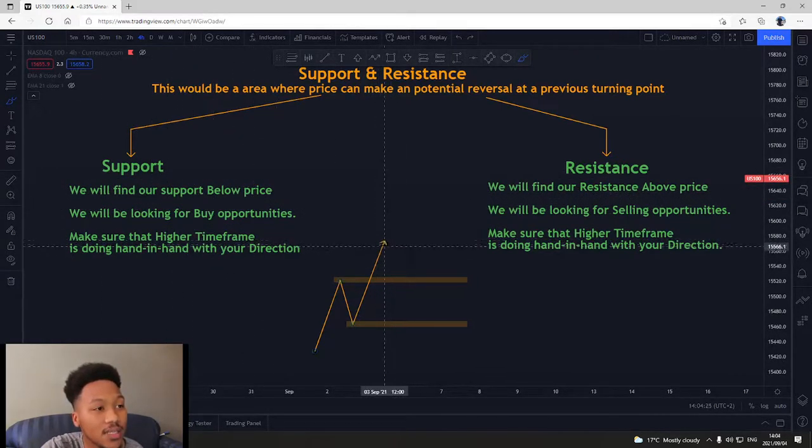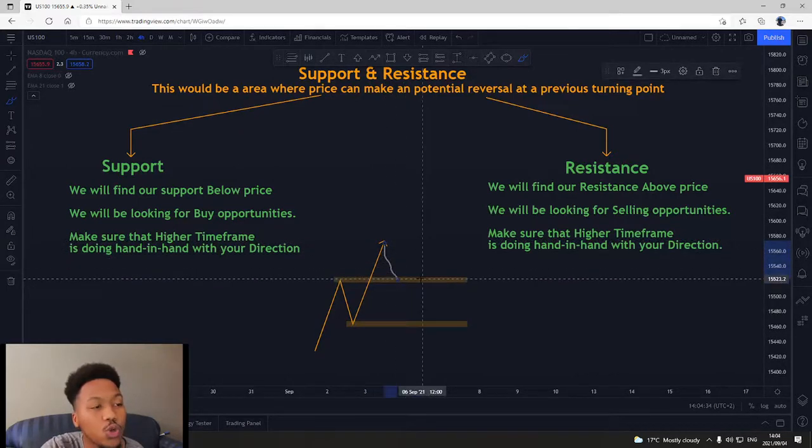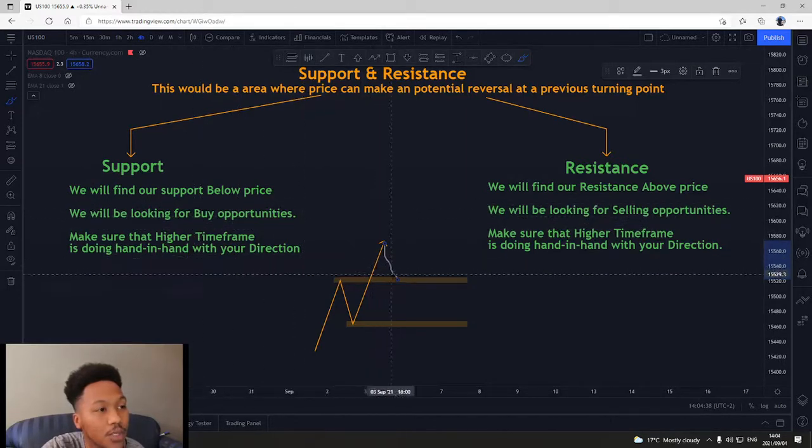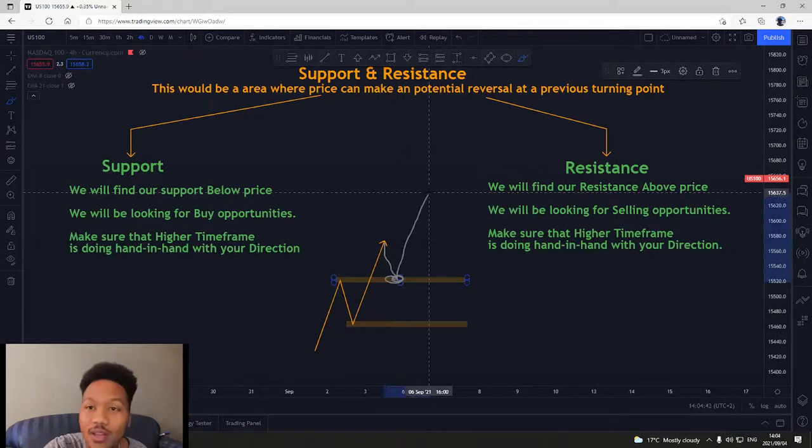Can you see that price is above our actual area, which is below at the previous turning point. So what do we wait for? We wait for price to come towards the downside to do what? To wait for a potential buying opportunity. Your structure is telling me that I can go long. Why not? I'm gonna go long. Okay.